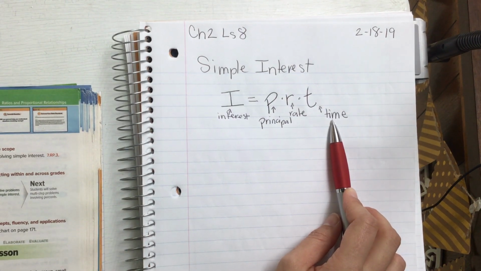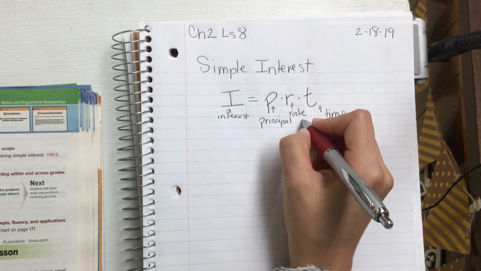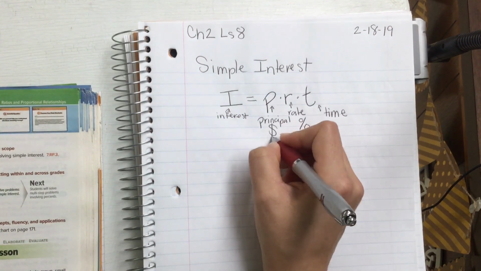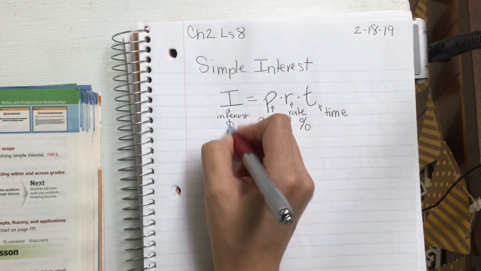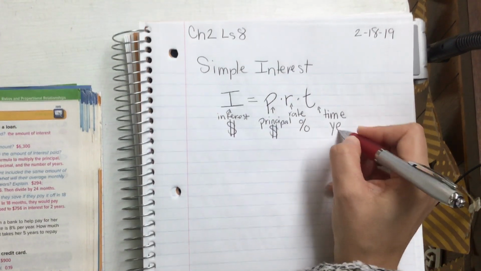Okay? What we need to pay attention to is that rate is a percent. Principal is our dollar amount. Interest is also going to be in a dollar amount. And time, we always talk about time in years.